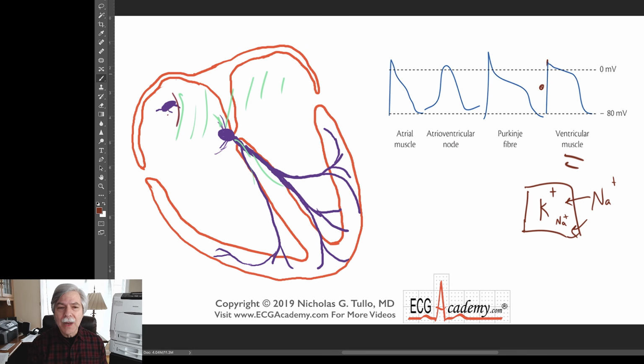so you get this rapid upstroke, and then you have a plateau phase, and there's lots of sodium and potassium movement during the plateau phase, and calcium and stuff like that. But just to simplify it, repolarization occurs when potassium rushes out of the cell and restores the normal resting membrane potential.